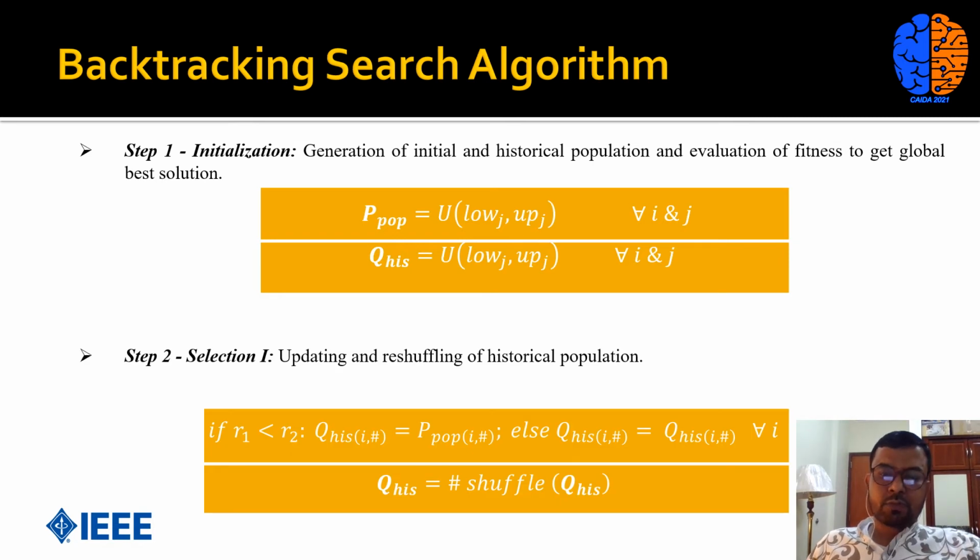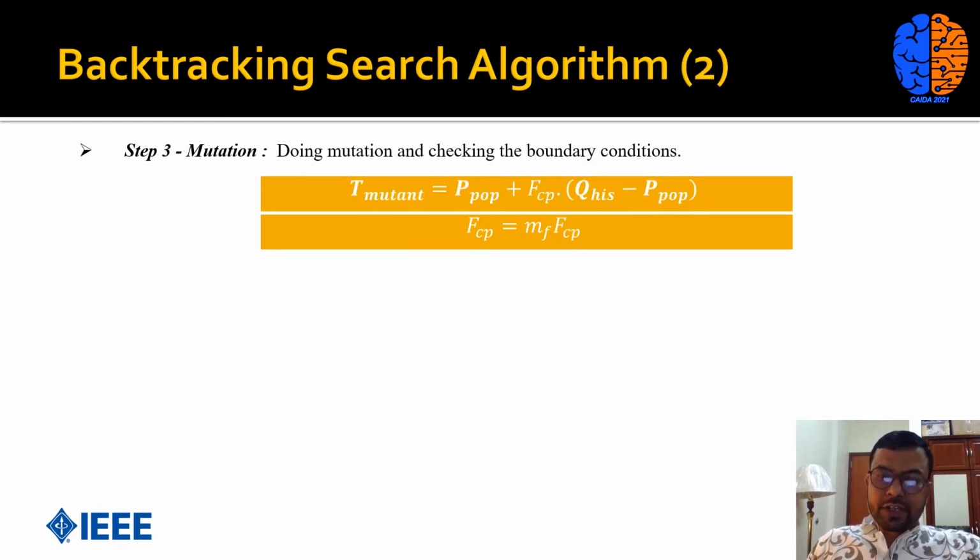The second step of the backtracking search algorithm is known as selection 1. In selection 1, it updates the historical population using the given equation from the historical population as well as from the initial population. Mutation is the third step of the backtracking search algorithm. During the mutation, it generates a mutant vector from the initial and the historical populations using the given equation.